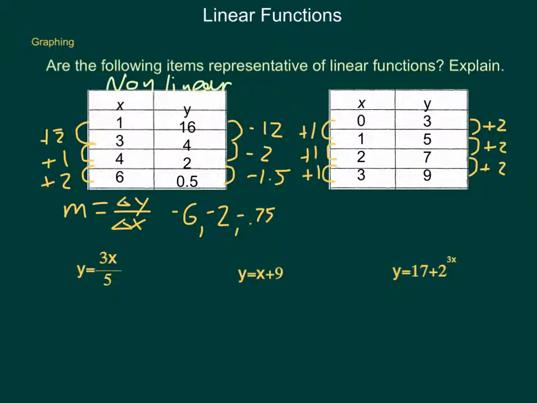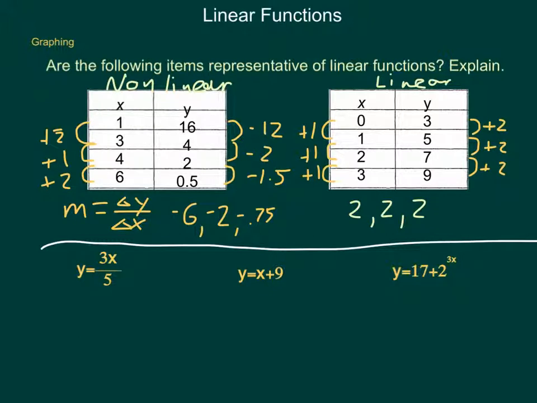So if we take the ratio of these sides, our change of y, 2, divided by our change of x, 1, we have a slope of 2. Next, 2 over 1, it is 2. 2 over 1 is also 2. So this one is linear because it has that constant rate of change. Now what does this look like in terms of writing out equations?